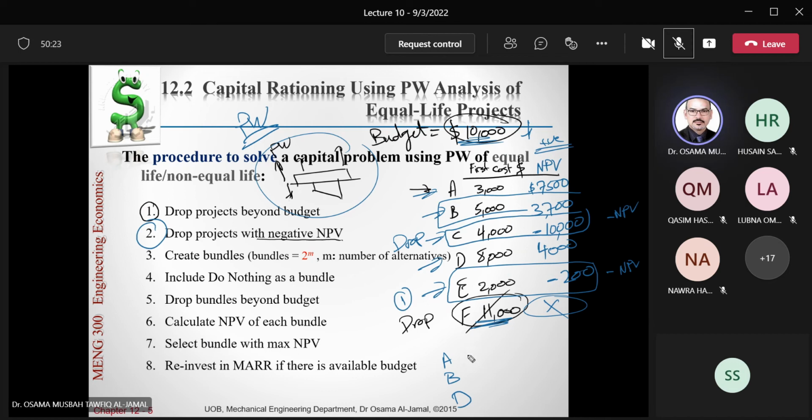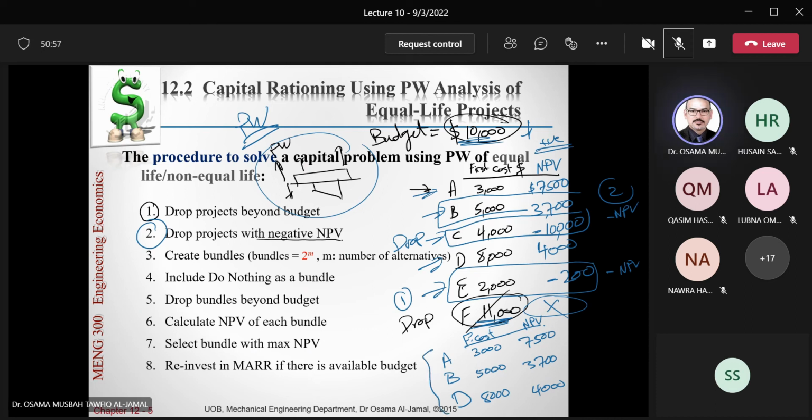D. The first cost, just to add them together: 3,000, 5,000, 8,000. And the NPV: 7,500 here, 3,700, 4,000. The NPV, and here the first cost. This is the second step. Now, third step.